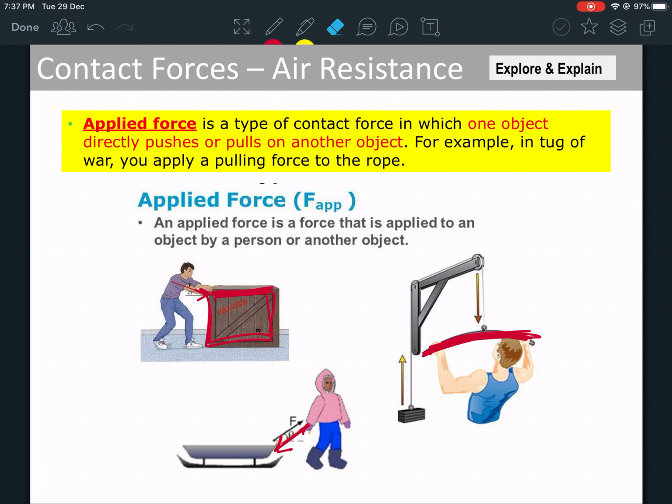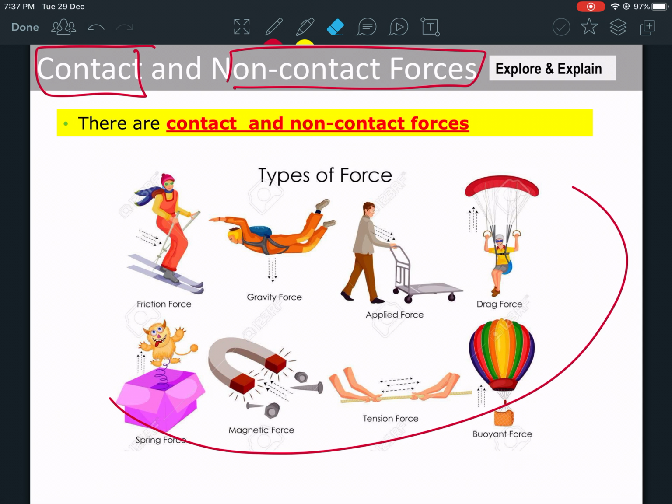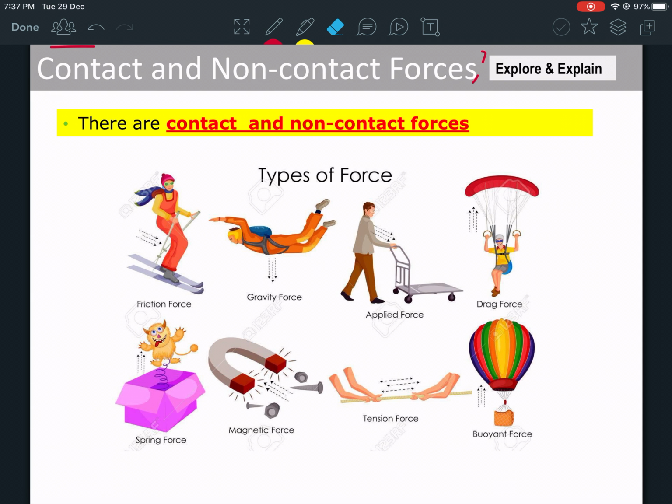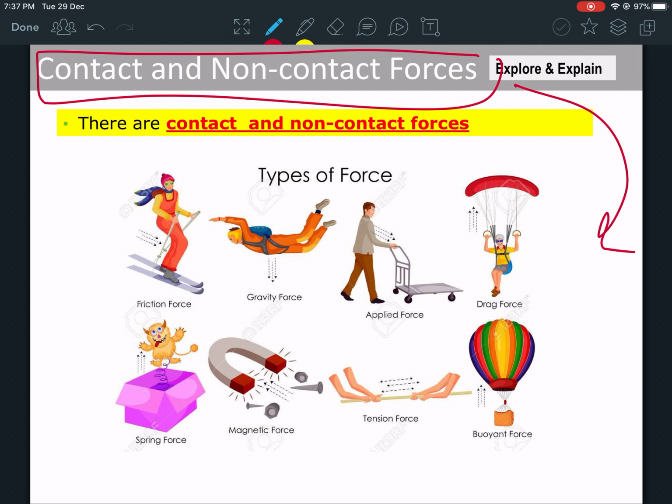All you have to know now is that you have a lot of types of forces, and some of them are contact, some of them are non-contact. You have to know which forces are contact and which forces are non-contact. That's all you gotta know for now.